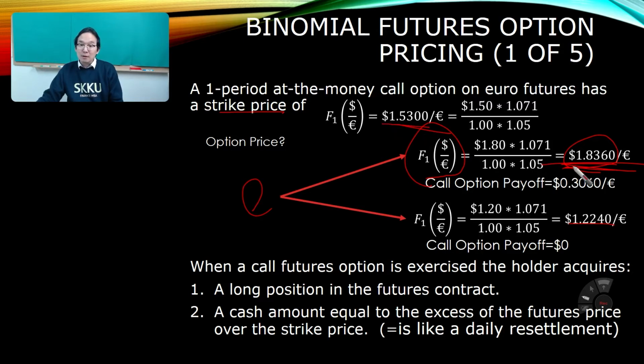This is higher than the strike price. You have a call option. You can exercise it. You will exercise it. The difference is the call option payoff, 30 cents or 30 cents and 60. Okay. On downstate, you will not exercise it because the underlying asset price is lower than the strike price.